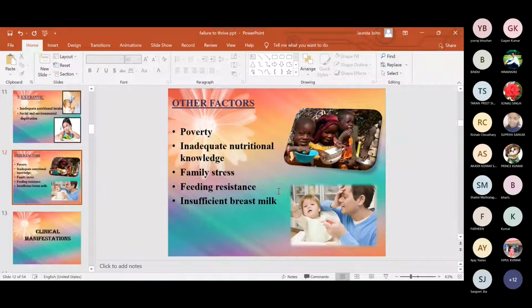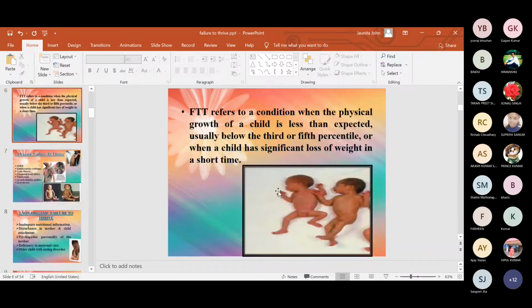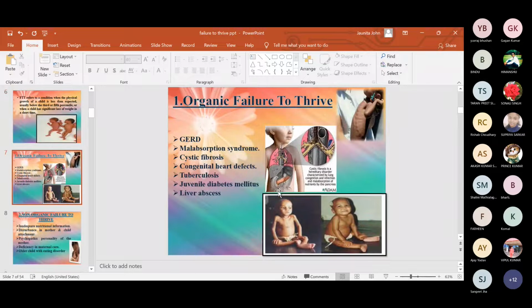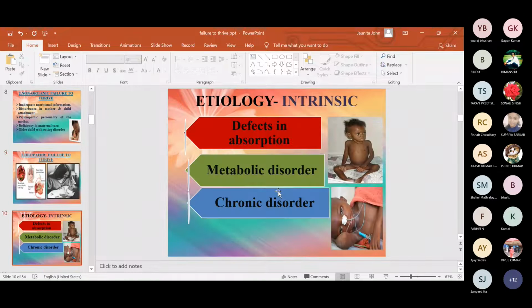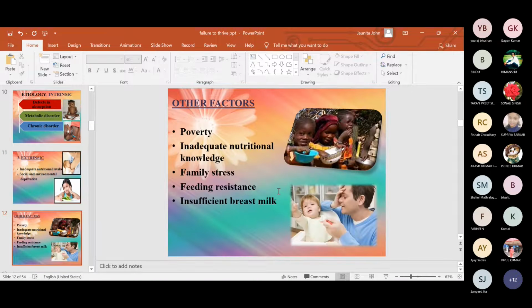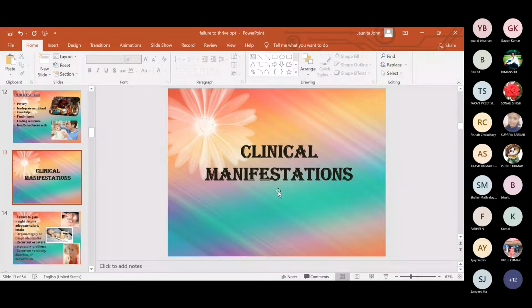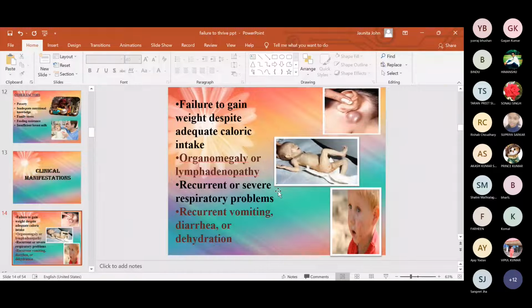So far we have seen only the definition and etiologies, which were divided in three parts: organic failure to thrive, non-organic failure to thrive, idiopathic failure to thrive. After that, intrinsic and extrinsic, and other factors in general. Next is clinical manifestation. First is an overall clinical manifestation.